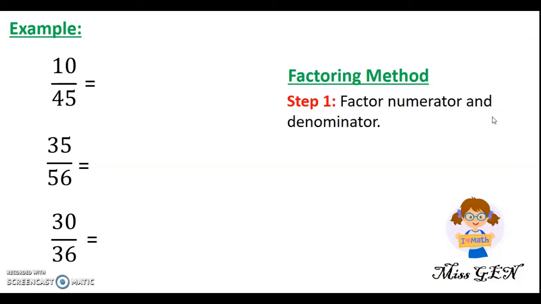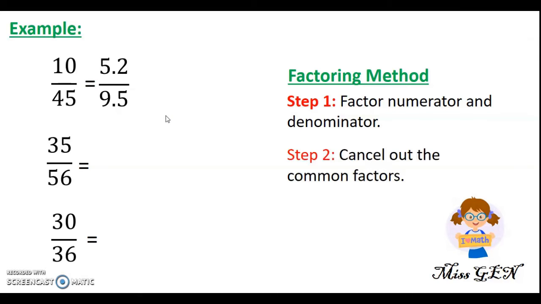Step 1, factor numerator and denominator. So our numerator is 10 and the factors of 10 are 5 and 2. And our denominator is 45 and the factors of 45 are 9 and 5. Step 2, cancel out the common factors. So our common factor here is 5. So we will cancel out 5.